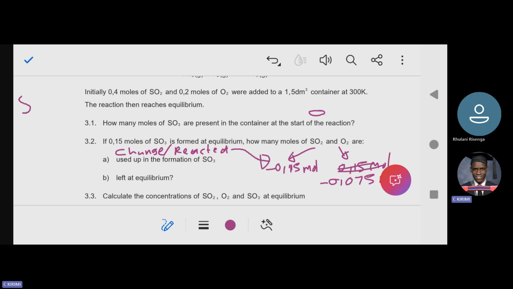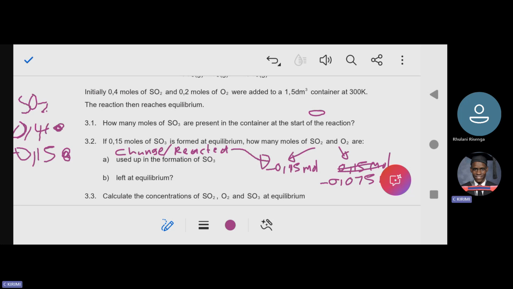Initially, this is sulfur dioxide. Initially, you are having 0.4. Then, how many moles reacted? Which means I'm subtracting 0.15 moles. How many moles are left at equilibrium? So the ones which I'm having initially minus the ones that reacted, then the number of moles which are left at equilibrium, those are the moles at equilibrium. You don't add, you subtract.